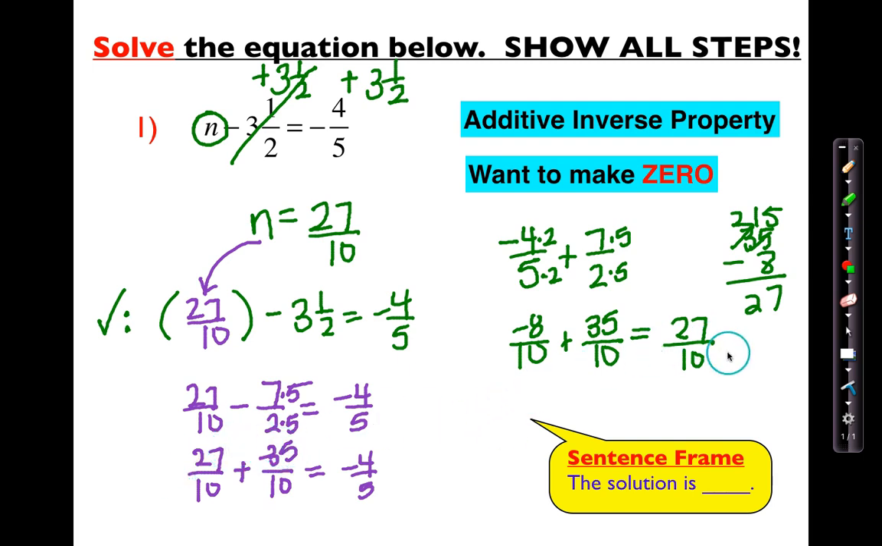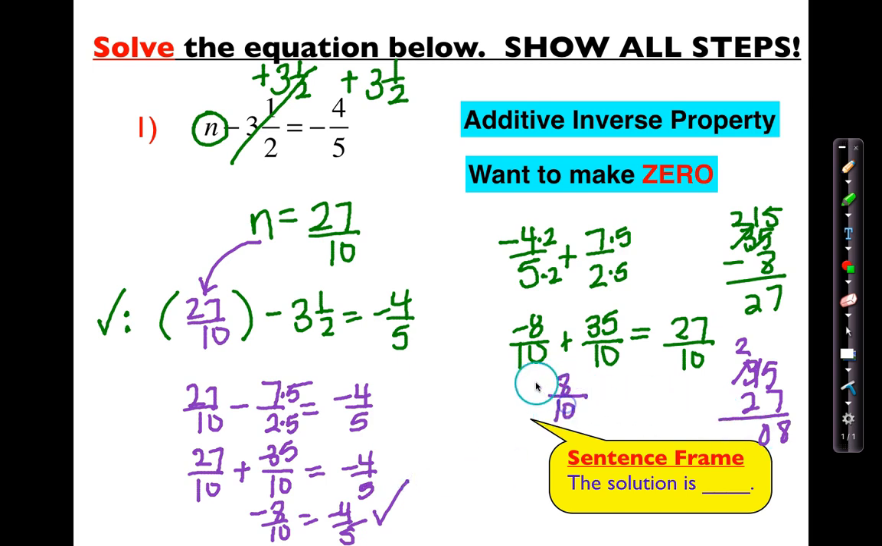Well, let's see. We're going to do 35 minus 27. That's going to be an 8. It's going to become a 0, so it's just 8. So we're going to be left with negative 8/10 equals negative 4/5. Is this true? The answer is yes. And how is it true? If you reduce negative 8/10 by a 2, both in the numerator and denominator, you would end up with a negative 4/5. So I can confidently say that the solution is 27/10.